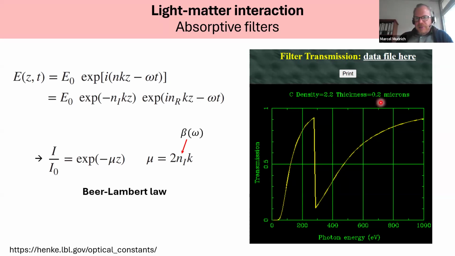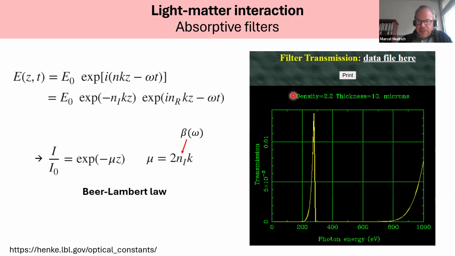This is 0.2 microns. And then you can see that actually the transmission through diamond is absolutely zero up to roughly 50 eV in the EUV, completely opaque. Then it goes up. Then there's this sharp kink at 300 eV. Okay, we know this is the K shell, the K edge of carbon. And then for higher photon energies, the transmission rises again.